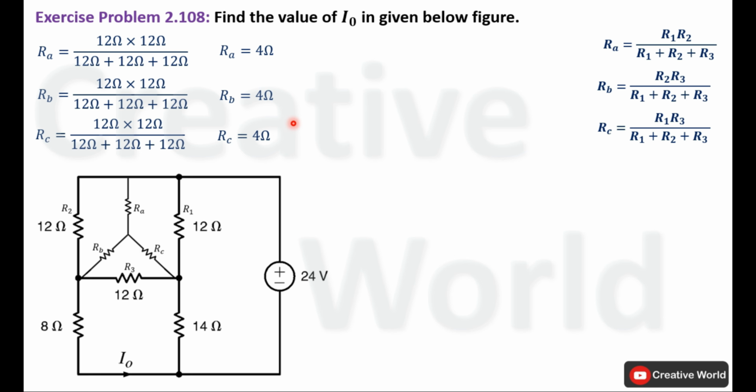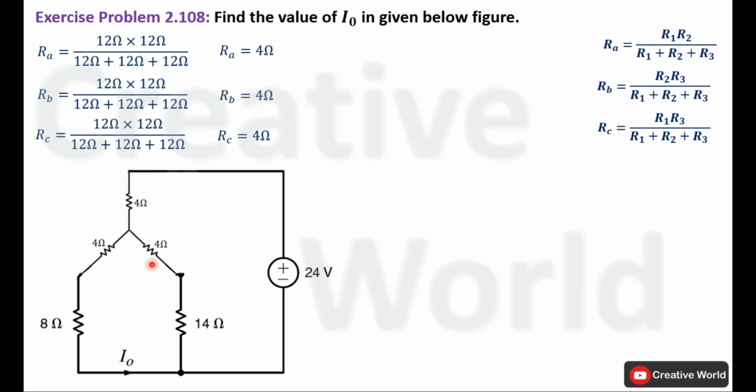We have found the values of all resistances in star configuration, so we can replace this delta connection with star configuration. Now these two resistances and these two resistances are converted into series connection, so we will find their equivalent resistances for further simplification of the network. R equivalent of these two resistances will be the sum of both resistances, that will be 12 ohm. Similarly, R equivalent of these two resistances will be 18 ohm. Now we will replace these series connections with their equivalent resistances.